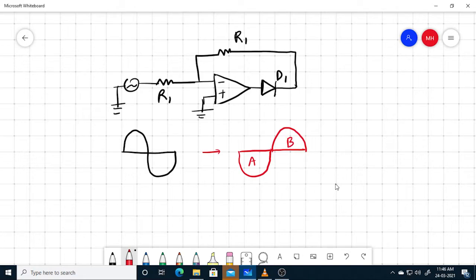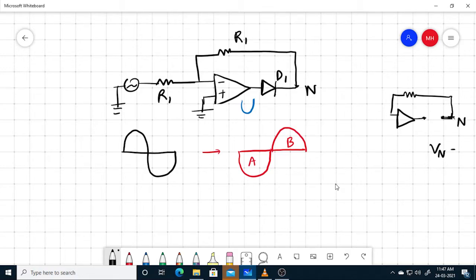For the section A, when the output is negative, the diode D1 will be open. The circuit will be like this. We'll use a demo here. This circuit will be like this, the other portion being constant. Then the voltage at, let's say this node is N, the voltage at node N will be 0. Vn will be 0.